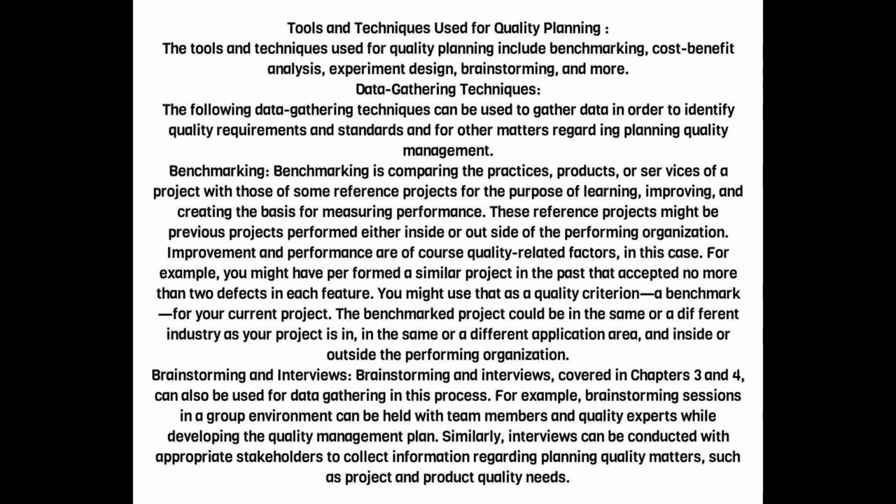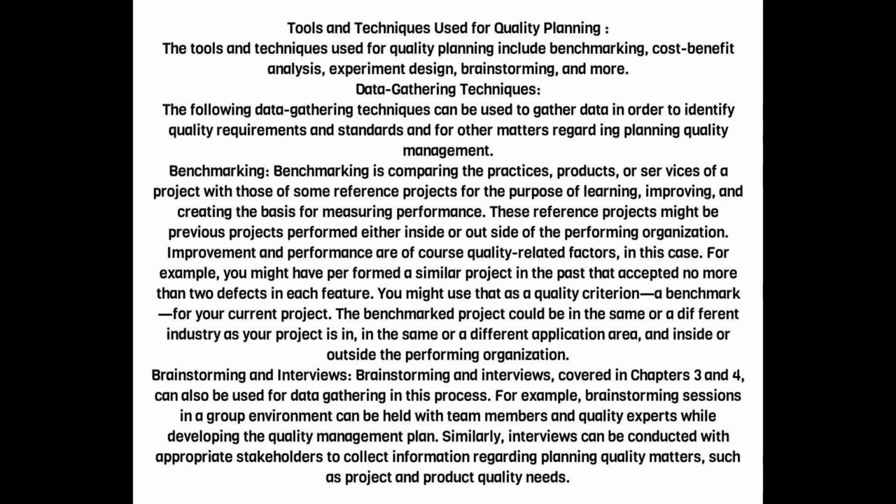Tools and techniques used for quality planning. The tools and techniques used for quality planning include benchmarking, cost-benefit analysis, experiment design, brainstorming, and more. Data gathering techniques. The following data gathering techniques can be used to gather data in order to identify quality requirements and standards and for other matters regarding planning quality management.